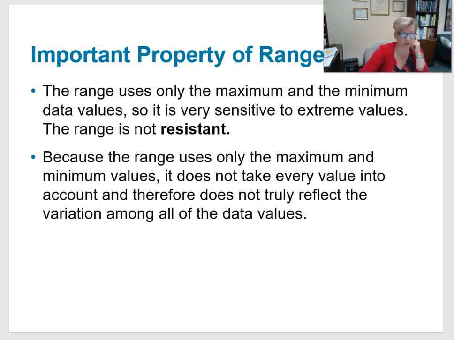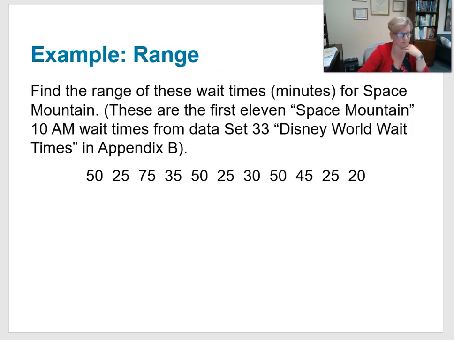An important thing about range is that because it only uses the minimum and the maximum values, it is not resistant, because having a maximum value that's an outlier is going to throw off your range greatly. So again, range is not resistant. And it does not take every data value into consideration, only the two extremes. So it doesn't truly reflect the variation in our data, but it can give us some valuable information.